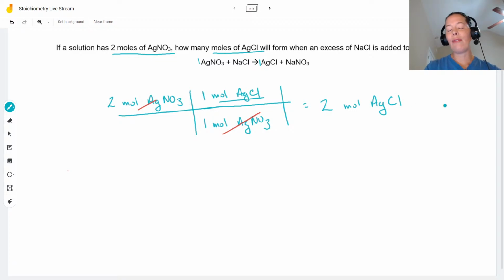So this is a very trivial problem mathematically, but it does show how we approach all of our stoichiometry problems so that you get the method down so that it's easier to jump to the more complex problems. Okay, that's our first problem done. Let's do one more mole to mole problem and then we'll start doing some gram to gram.